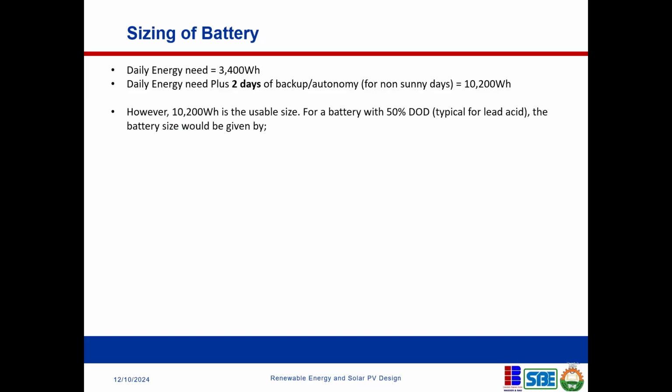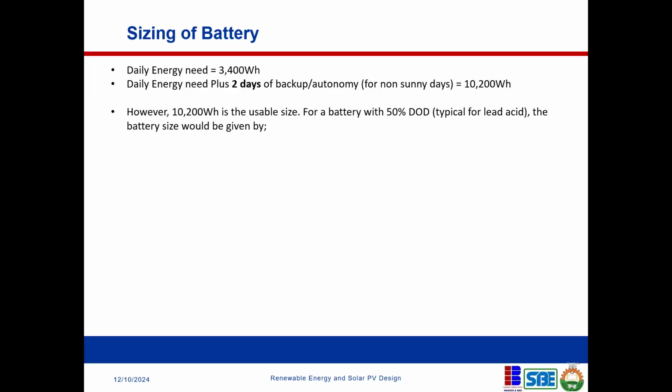Now, this 10,200 watt hour is the usable size. That is what is obtainable from the battery, what you can deliver to the load. Now for batteries, there's what we call depth of discharge. Depth of discharge means that if the battery is 100% fully charged and you begin to discharge it, you don't want to discharge it below a certain level. So for most lead acid batteries, 50% is typical. You don't want to discharge them below that, so that you also prolong the lifetime of their cells. That's what we call depth of discharge.